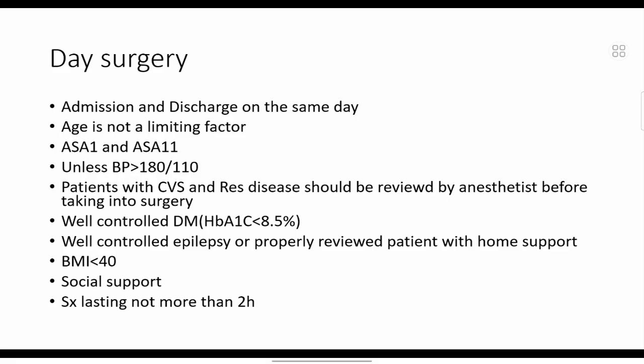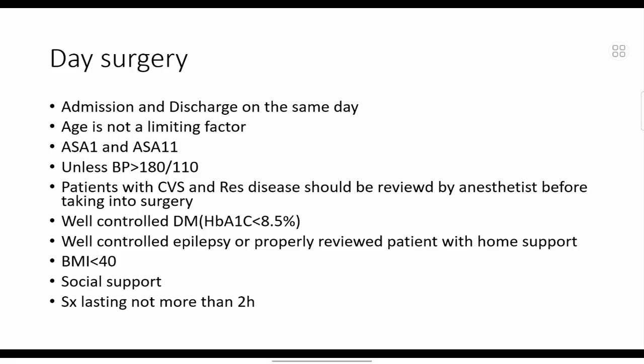And we have to make sure that the patient is having home support after the discharge. Then we can go for the day surgery. And the preferred BMI for the patient who is undergoing it is less than 40. And the most important thing for day surgery is the social support. If we are going to discharge a patient, we have to make sure someone is there at home, or the place where the patient is staying, there's a person to support the patient. Otherwise, we can't include the patient under a day surgery program.